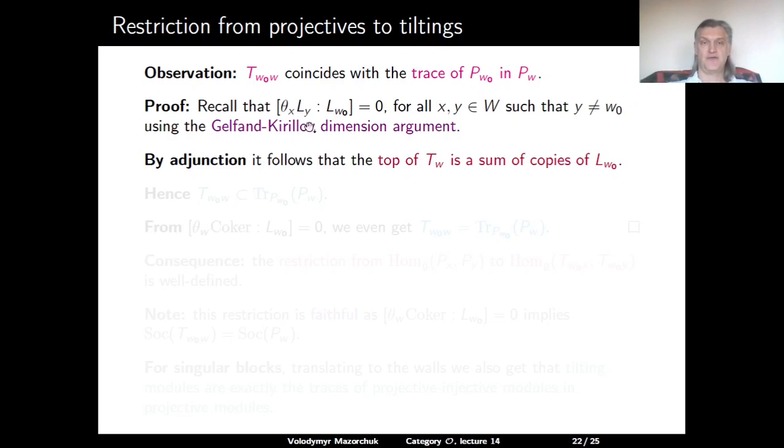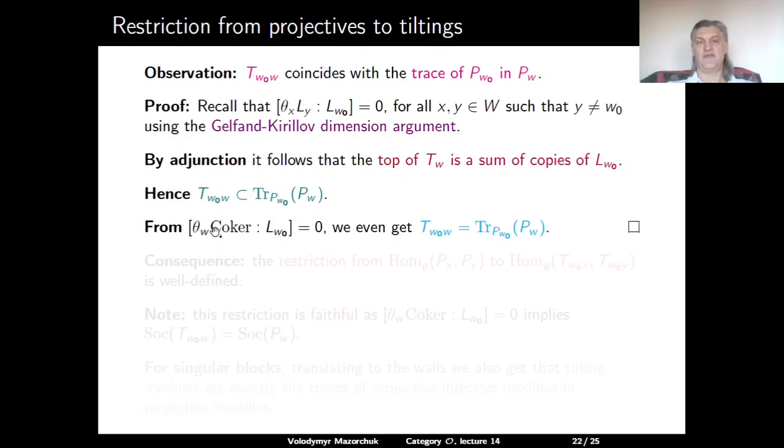So by adjunction from this, we get that the top of any tilting module is a sum of copies of L_{W0}, because it is obtained by applying a projective functor to L_{W0}. Hence, in particular, it follows that the tilting module belongs to the trace of the projective-injective module in P_W. And from the fact that the cokernel doesn't contain any L_{W0}, and applying theta W we cannot create any L_{W0}, we obtain that the tilting module T_{W0}^W coincides with the trace of P_{W0} in P_W.